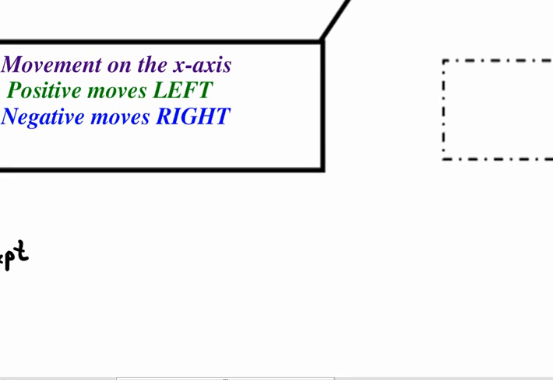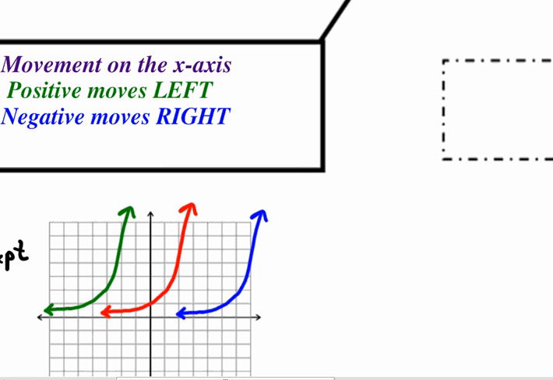So let's look at a picture here. I give you pictures. This is my parent graph in red. This is movement left, matches up with the green one. This is movement right. So that tells me that my equation has x minus or x plus.